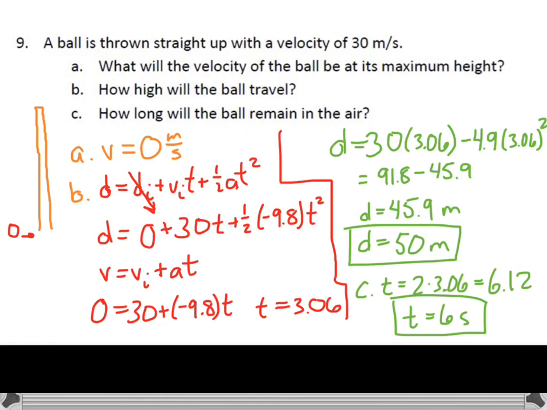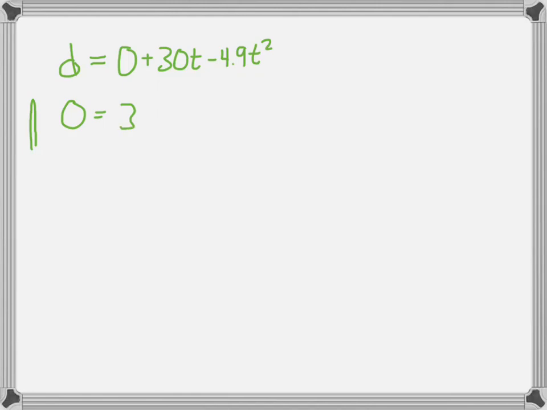Now, if you want to stick around to see if this gives us the same answer, I'm going to show that on another slide here. So let's go ahead and rewrite that equation. Distance equals our initial distance, which was 0, plus 30 times time minus 4.9 t squared. That's our displacement equation. And remember, when it goes up and falls back to the ground, our displacement when it lands is 0. So 0 equals 30 times t minus 4.9 t squared.